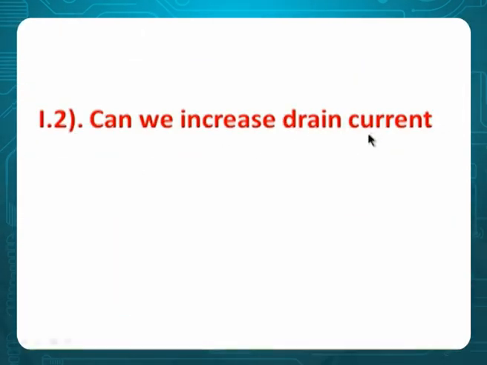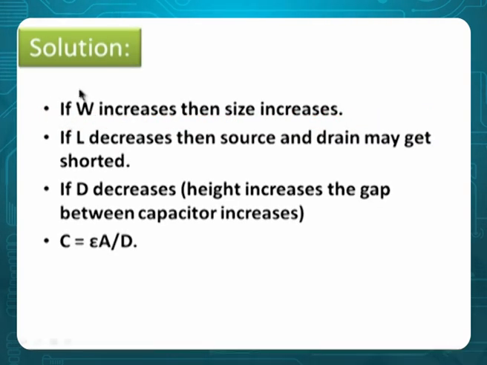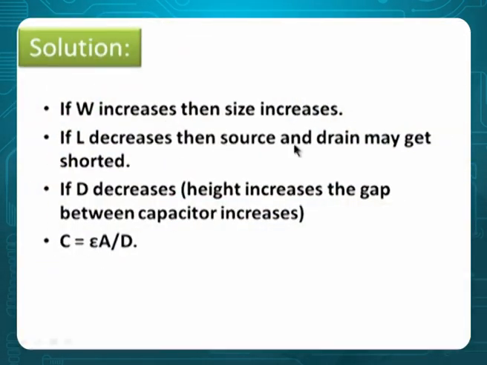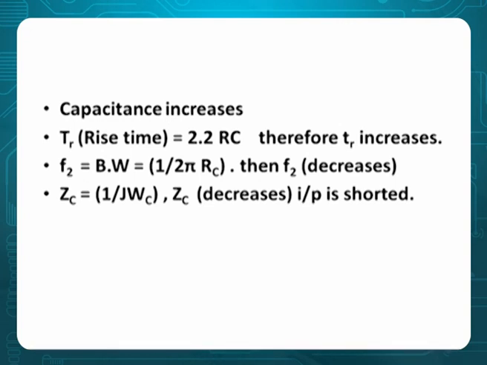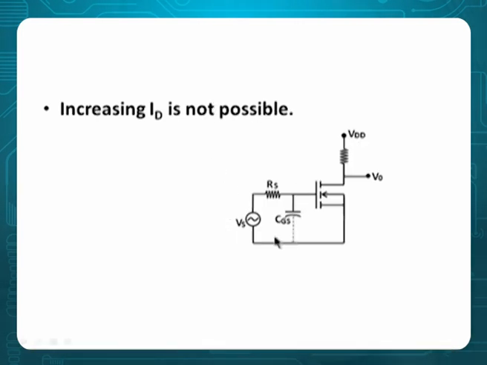Can we increase drain current? If you want to increase drain current, the first option is W increases, but size increases. That's very bad. We are in the days of VLSI where size has to be small. If L decreases, then source and drain may get shorted. That is also a problem. If D decreases, the capacitance increases. If capacitance increases, we have so many drawbacks. Rise time increases, bandwidth decreases, impedance decreases. When impedance is decreasing, it is as good as this is shorted.